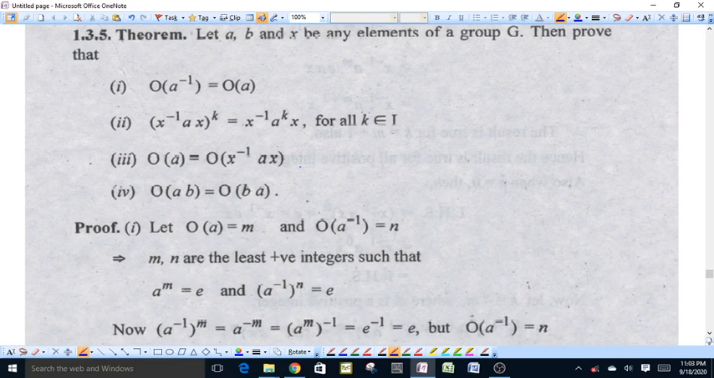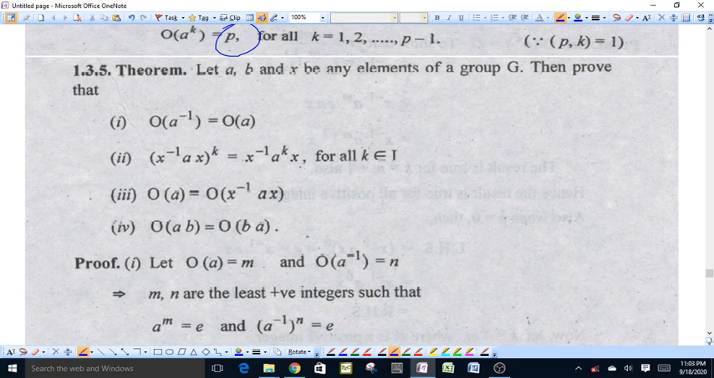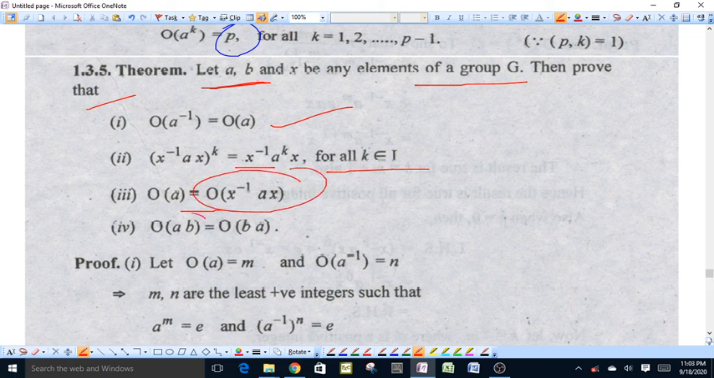See this theorem, which is very important in the topic order of an element. Let a and b and x be elements of G, then we have to prove that order of a inverse is equal to order of a, order of x raised to power minus 1, that is x inverse a x raised to power k is equal to x inverse a raised to power k x for all k integers. Order of a is equal to order of x inverse a x, order of ab is equal to order of ba.